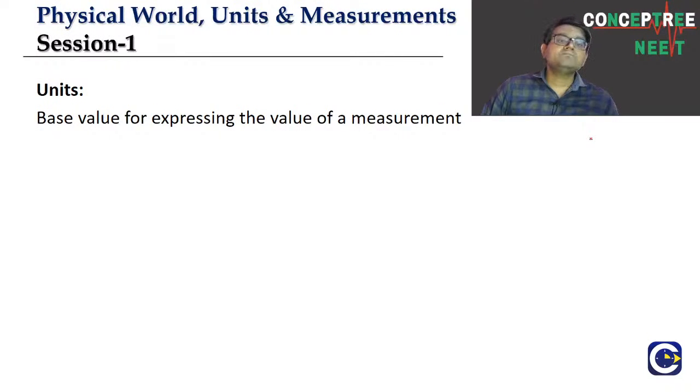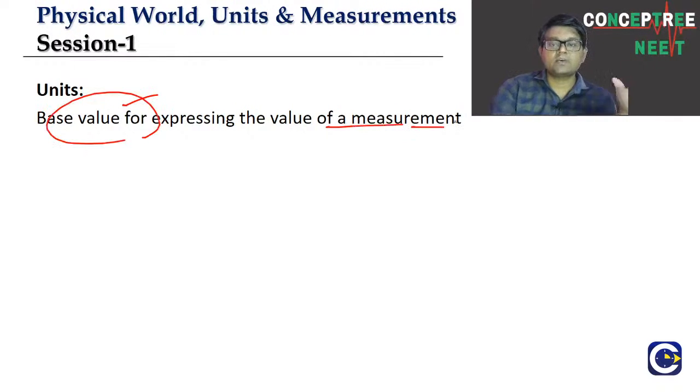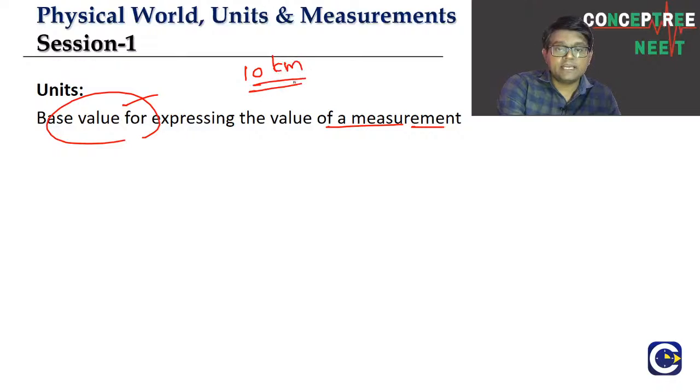What is a unit? A unit means the base value of expressing measurement. Now, to measure a physical quantity, we require a base value. Like the example I gave first: if we have to tell the distance between our house and the railway station, if you say that it is 10 km, right?